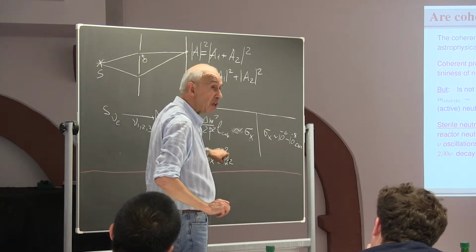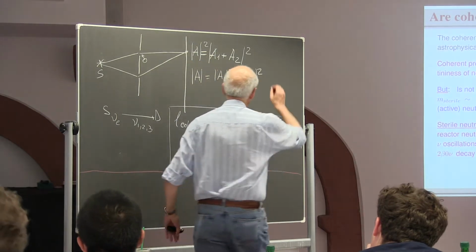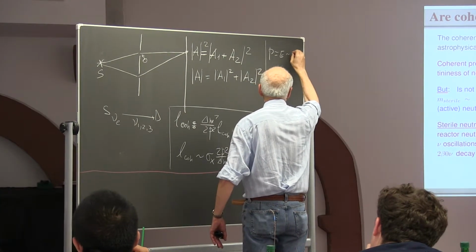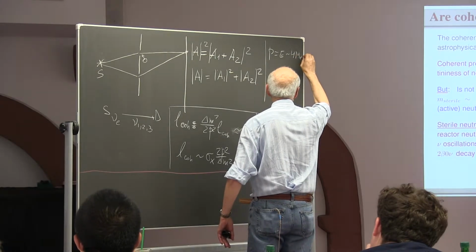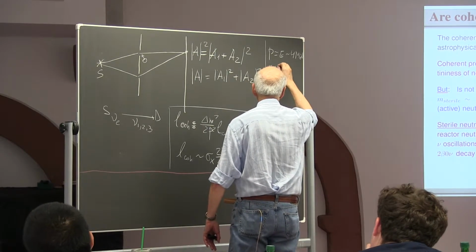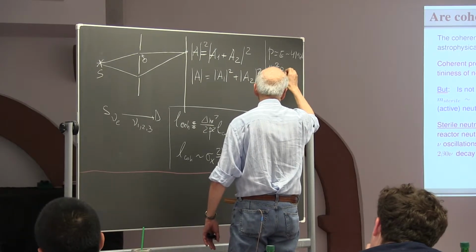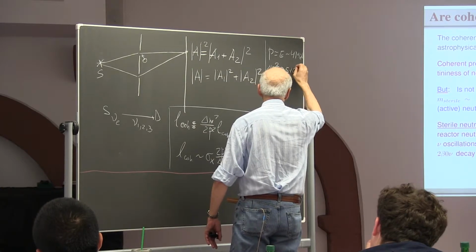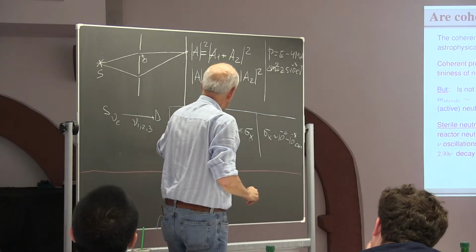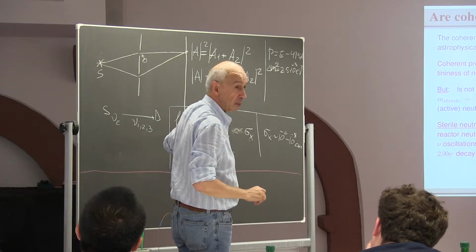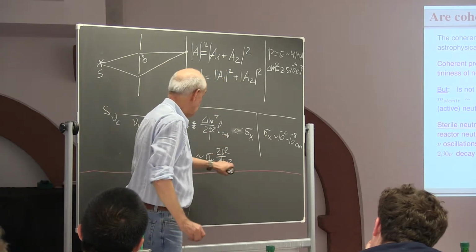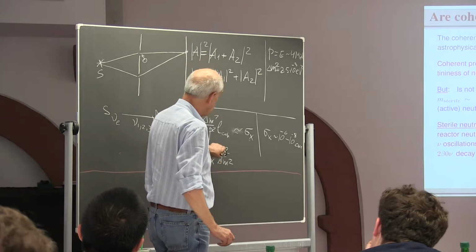So try to estimate for reactor neutrinos, which have a mean energy or momentum of order 4 MeV, and delta m squared given by the so-called atmospheric mass squared difference, which is about 2.5 times 10 to minus 3 electron volt squared. Try to estimate the coherence length in this case. You will need to estimate this value.